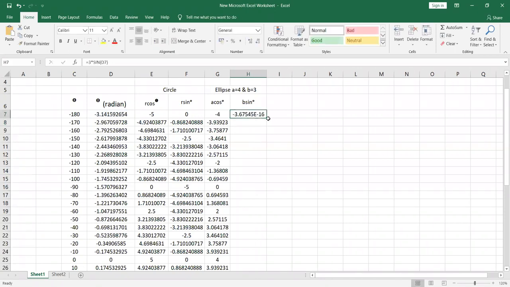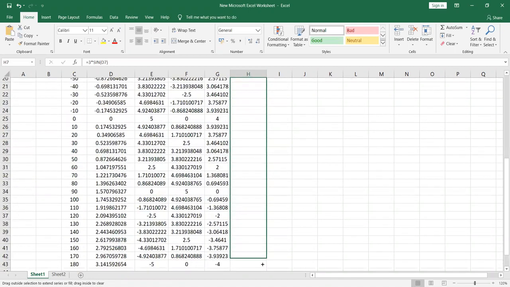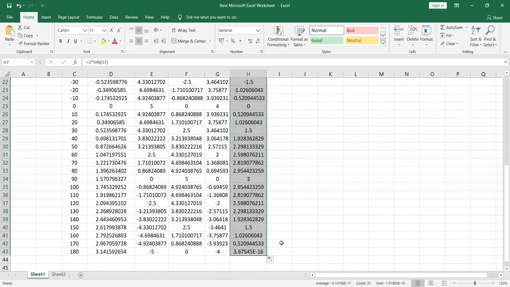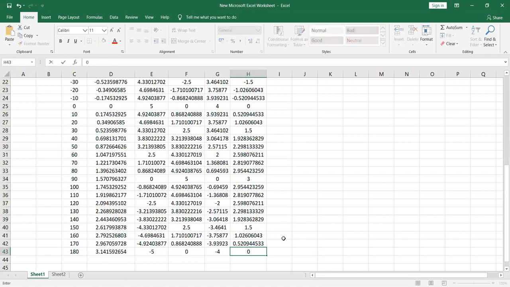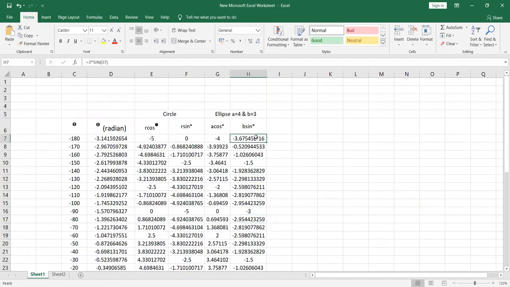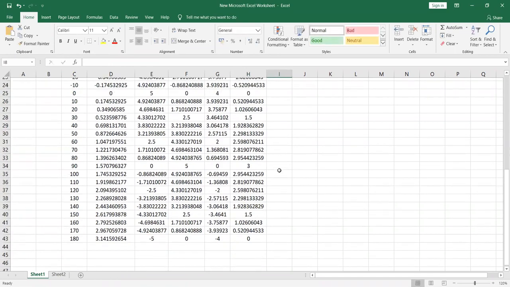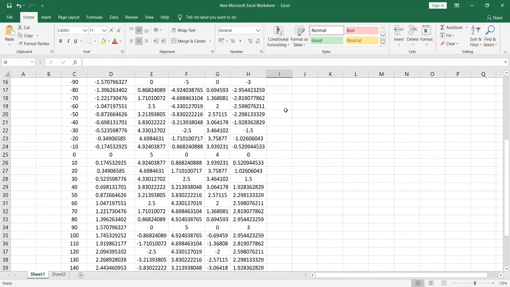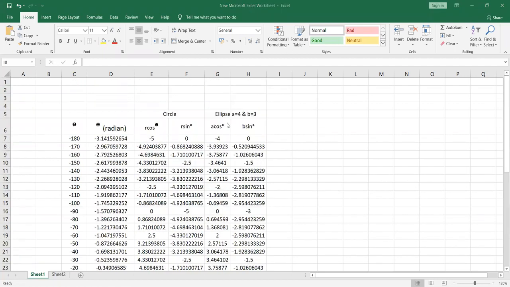Now go to this cell, go to the dot and drag the value from -180 to +180, like this. Again we know that sine 180 is 0, so put the value of sine 0 here. Then go to sine -180, the value is also 0 here. Okay, like this. So similarly, we follow the same procedure as in the case of circle.